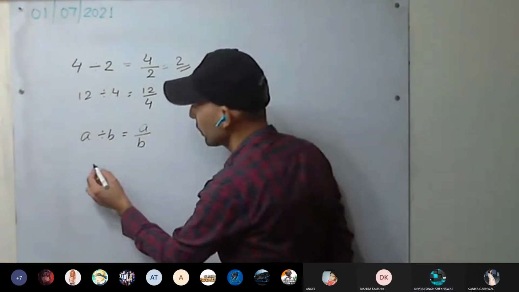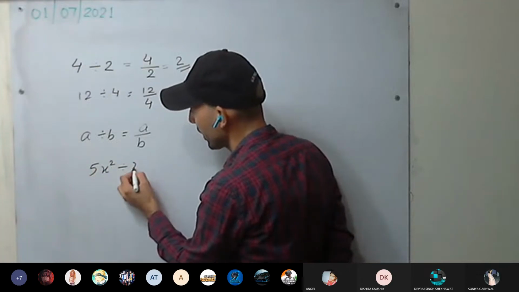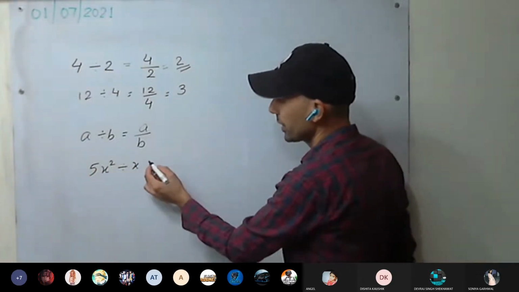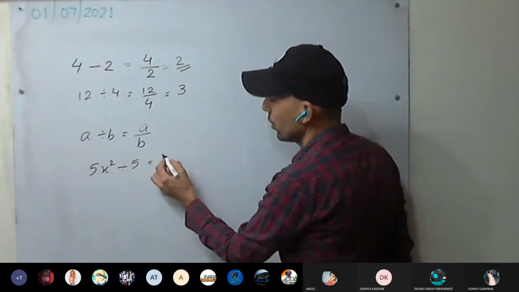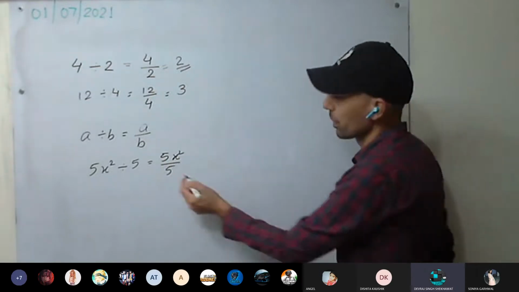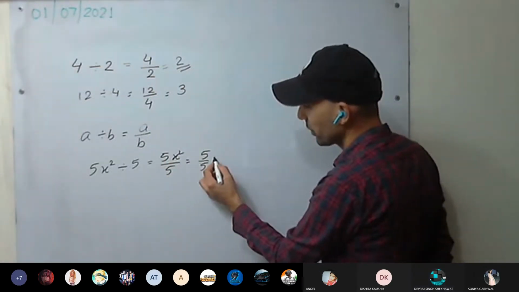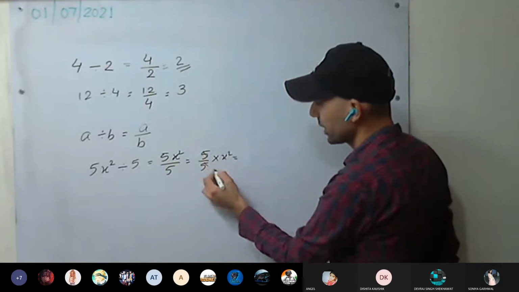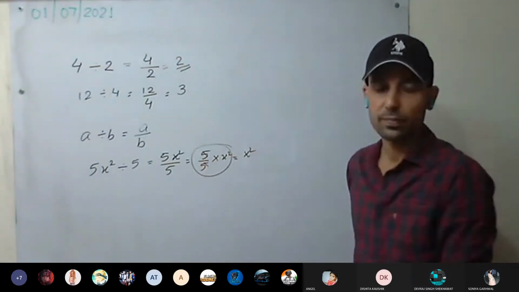Now I give you 5x square divided by x. How can you write it? Wait, one minute. First, let us divide by 5. 5x square divided by 5, upon 5. 5 gets cancelled, or we can write it like this as well: 5 by 5 into x square, and they get cancelled. We have x square.